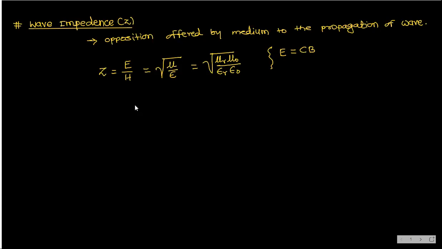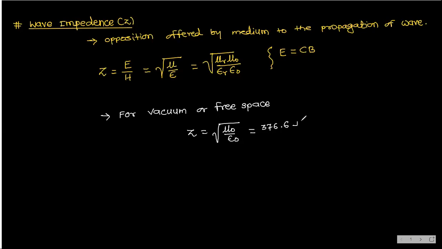So next one. For vacuum or free space, Z is equal to the square root of mu naught by epsilon naught, which is equal to 376.6 ohm, if you substitute the values. We know the epsilon naught value: 8.85 into 10 to the power minus 12. Mu naught value is 4 pi into 10 to the power minus 7. If we substitute this, we will get this value.